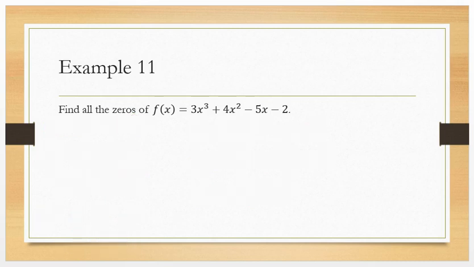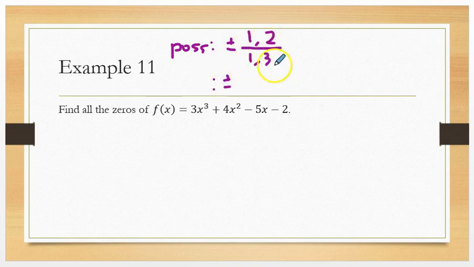Okay, so one more difficult example of this. I'm going to start off by listing my list of possible roots. So my possible roots in this case, the factors of 2 are just 1 and 2. This time I do have a different number out front. So the factors of 3 are 1 and 3. Now I have to worry about all the different combinations.